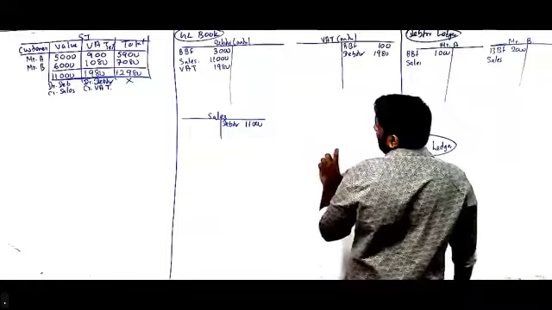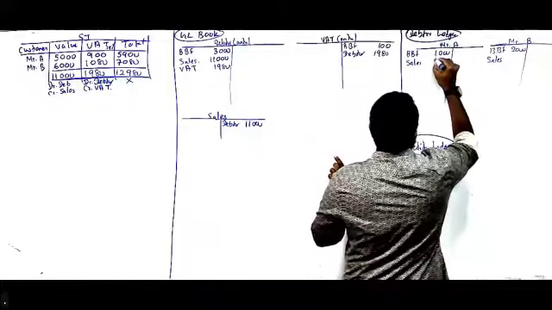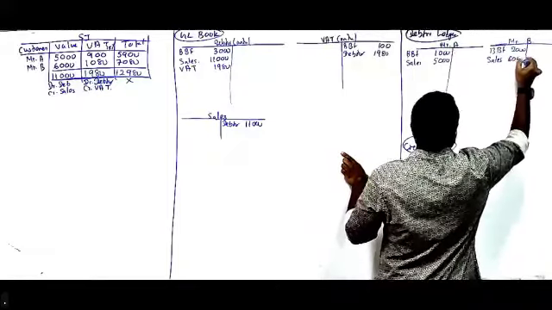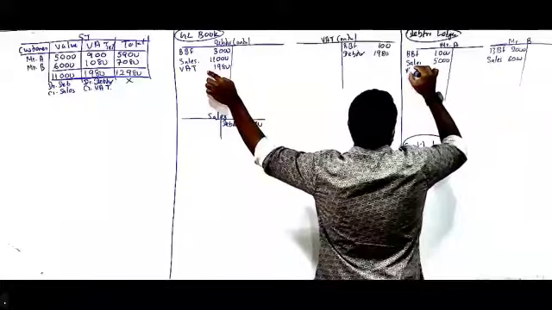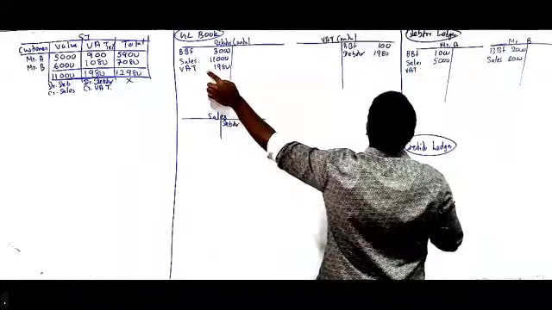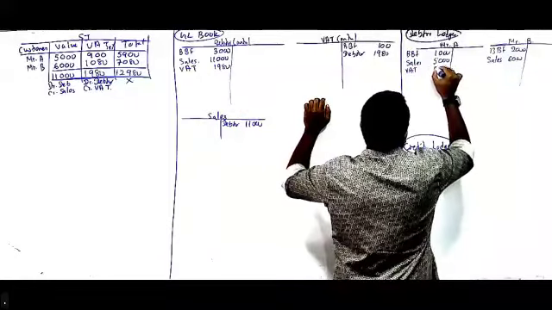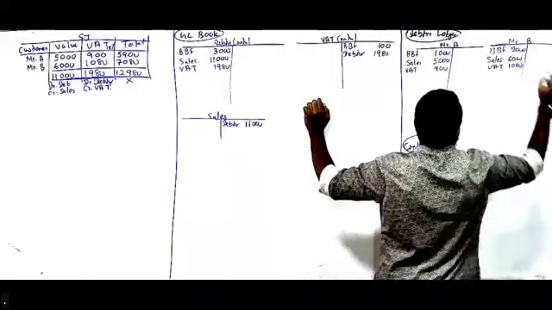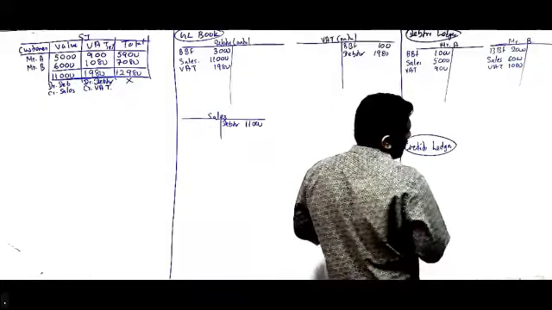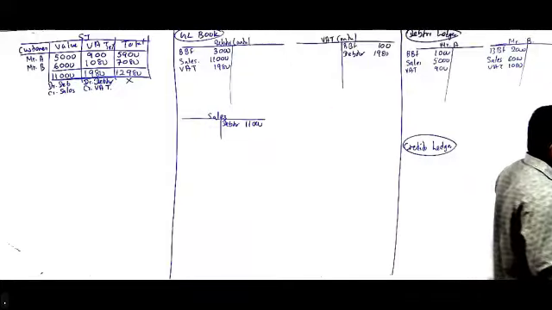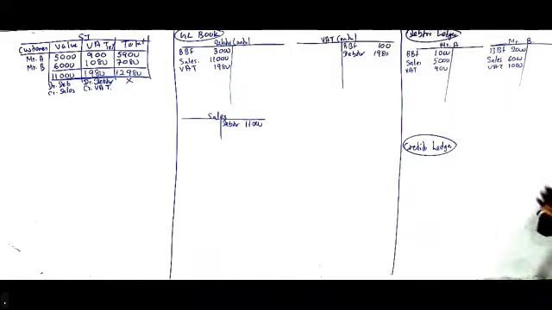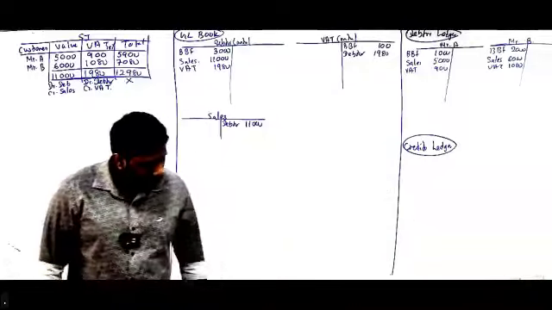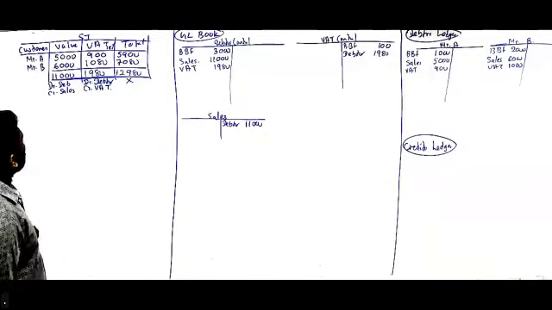11,000. Tell me the detailed version of the 11,000. Mr. A 5,000, Mr. B 6,000. Then write the detailed version of the VAT. Here 900, here 1,080. So now we are done with one prime entry book. Once you do all these things, one prime entry book will be over. Next one.